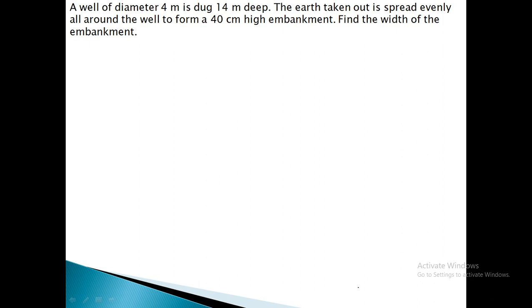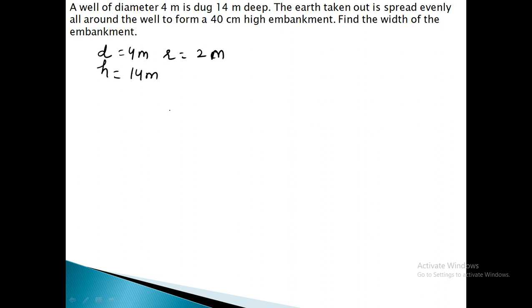Now the next important question: a well of diameter 4 meter is dug 14 meter deep. The earth taken out is spread evenly all around the well to form a 40 centimeter high embankment. Find the width of embankment. Here you can say that the well's diameter is given 4 meter, r will be 2 meter after dividing by 2, and dug means height, that is 14 meter. You have given all these things.